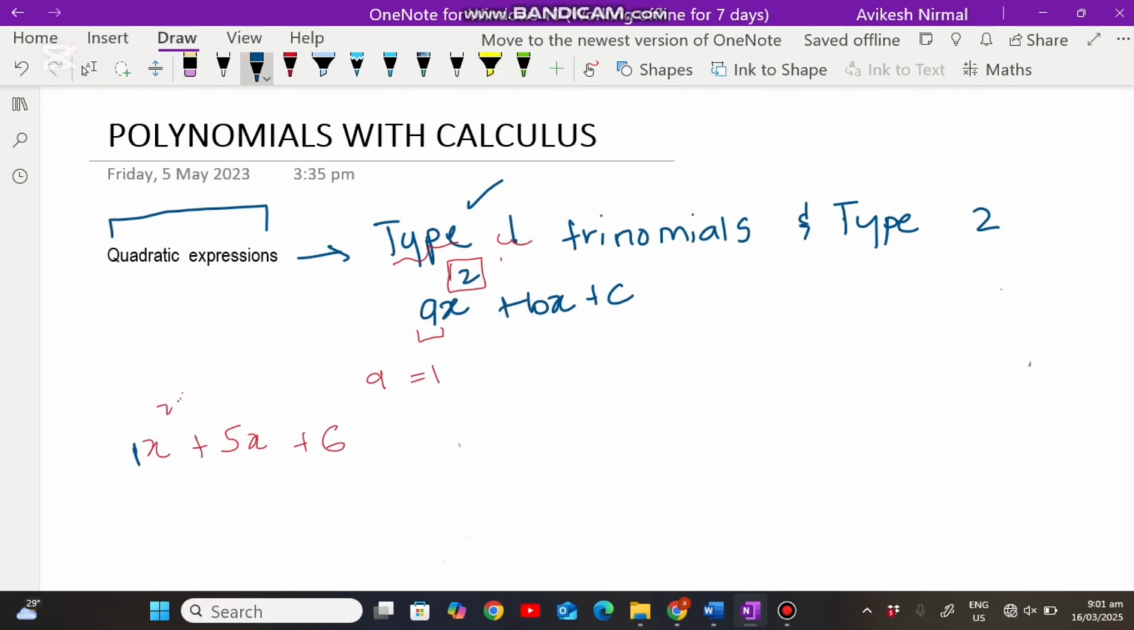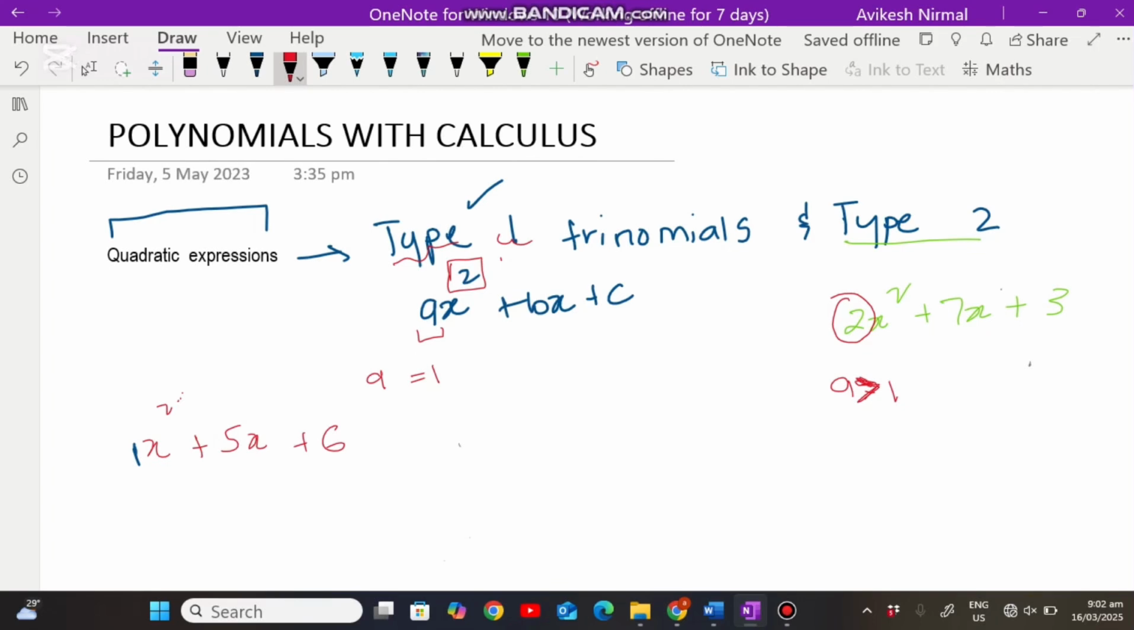And for type 2, you'll see expressions like 2x squared plus 7x plus 3. Now here notice that the coefficient of x squared, that is a, is not equal to 1, so it is greater than 1. So all the numbers that are greater than 1.